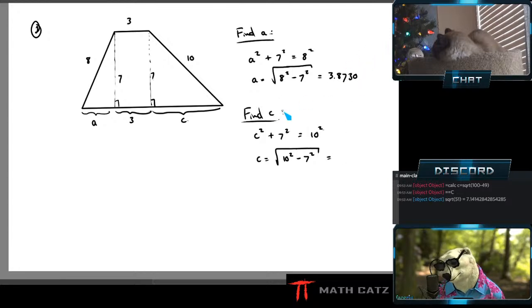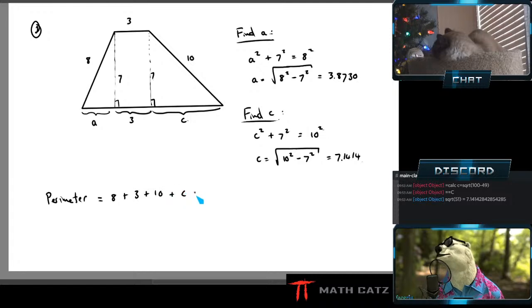C, whoops, is 7.114. Right, so then the perimeter. The reason we do it first is because it's really the simplest one of them all. It is simply, let's go all the way around. Let's go 8 plus 3 plus 10 plus C plus 3 plus A.